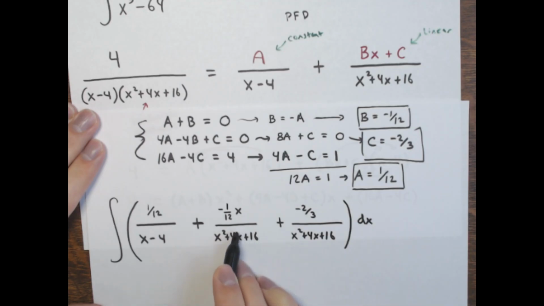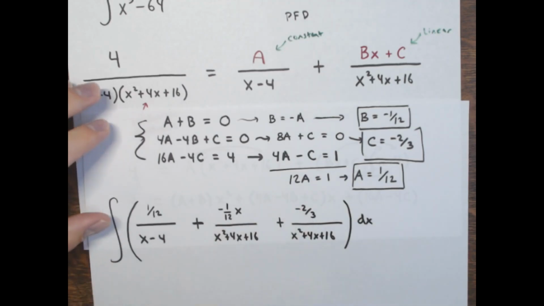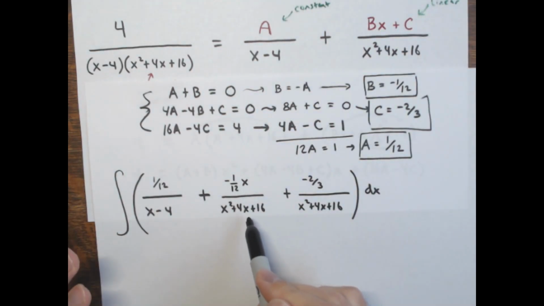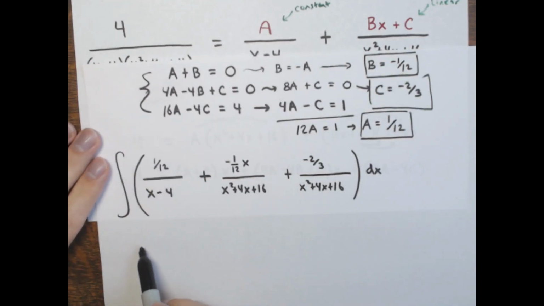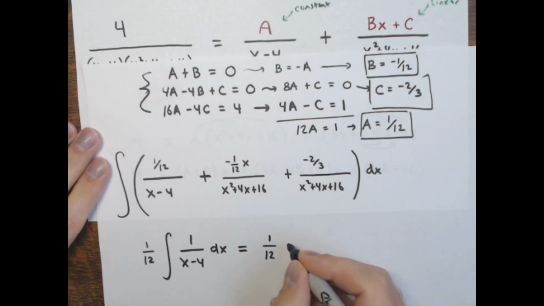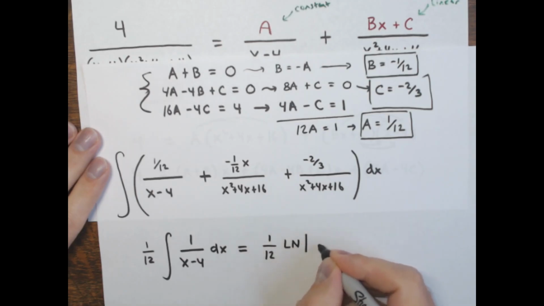Again, the only reason I'm doing this is because these will give me 2 different kinds of integrals. I'm going to approach these in 2 different ways, because having a linear over a quadratic is way different than having a constant over a quadratic. So I'll take these one at a time. First one's no problem. First term, I got 1/12 times the integral of 1 over x minus 4 dx. That's not a problem. This is just what we've seen plenty of in this video. 1/12 times the natural log of the absolute value of x minus 4.